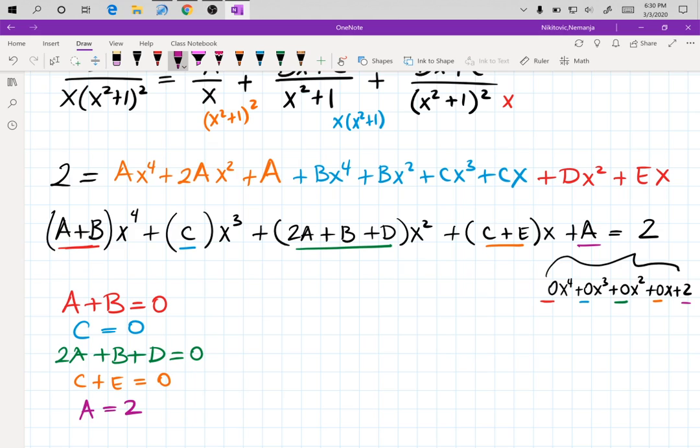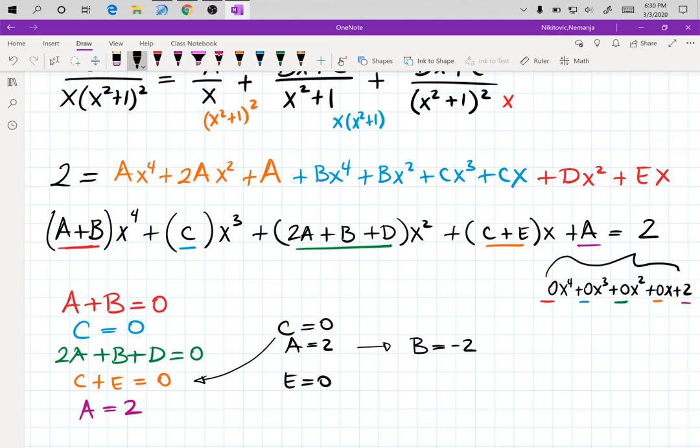Yeah, this worked out really nice. We got 2 of these for free. C equals 0, A equals 2. Those are free. And now when you plug in C equals 0 here, you also get E equals 0 free of charge as well. Now if A is 2, B must be negative 2, because they have to add to 0.